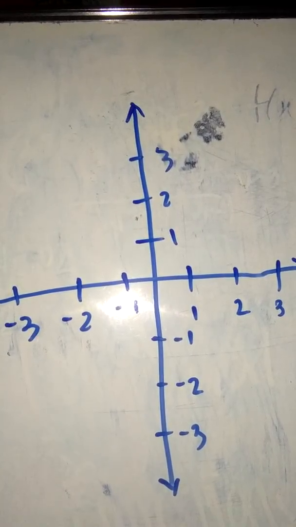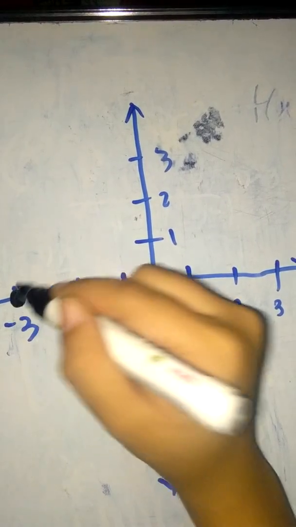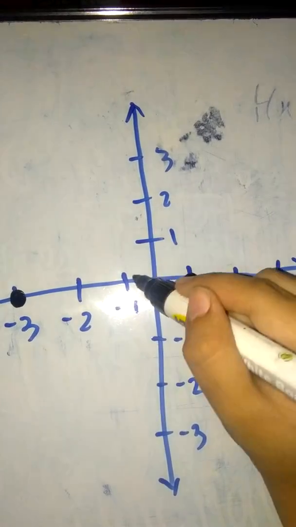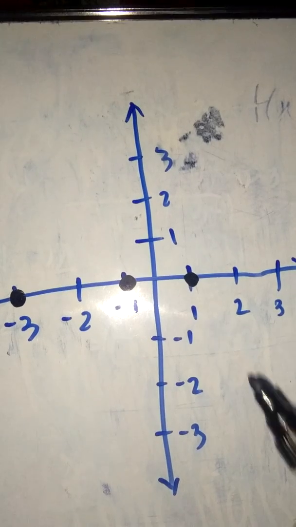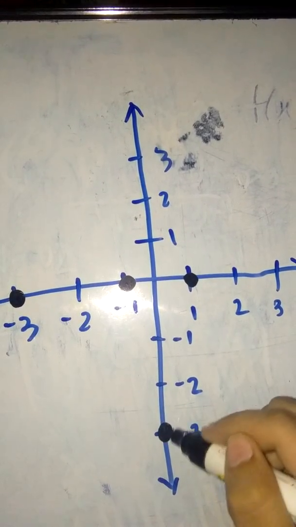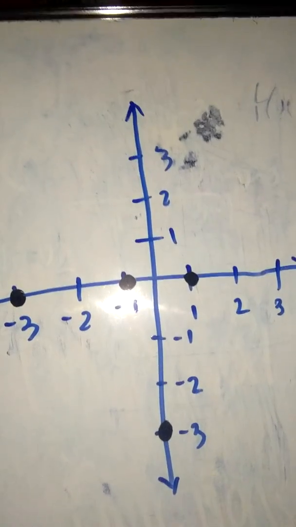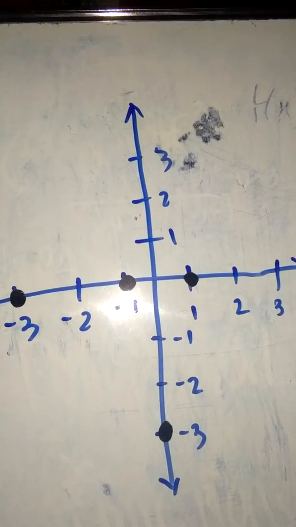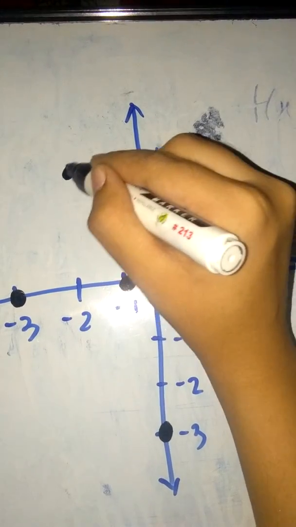Since we have our zeros, negative 3, positive 1, and negative 1, we now have these points on the graph. And we have our y-intercept as negative 3. So we have this one. And for our last point, for our fifth step, we obtain the point negative 2 and positive 3. So negative 2, positive 3 here.